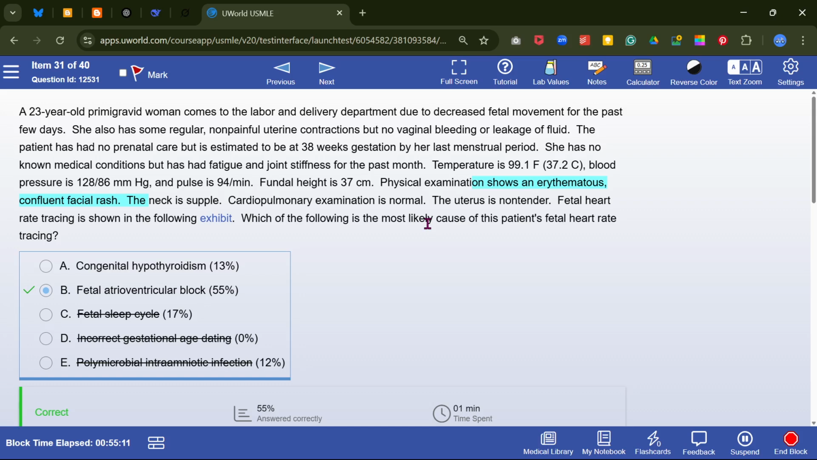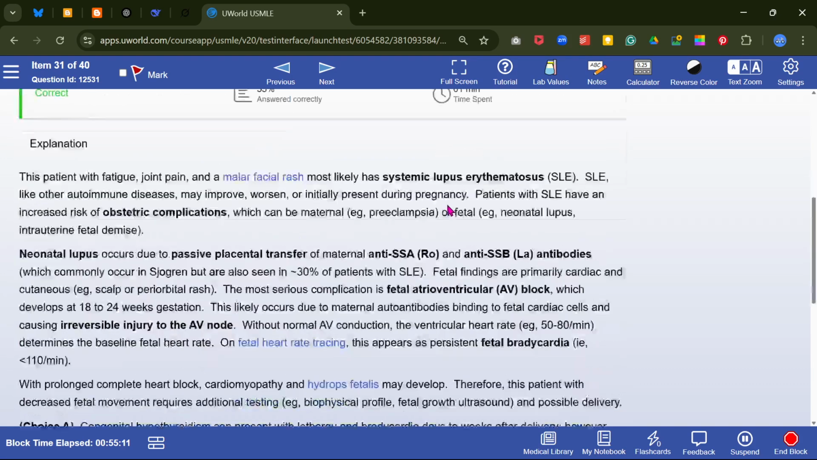Okay, what's your diagnosis according to the picture? Lupus. Okay. And lupus causes fetal heart block, and we diagnose it by anti-Ro antibody.